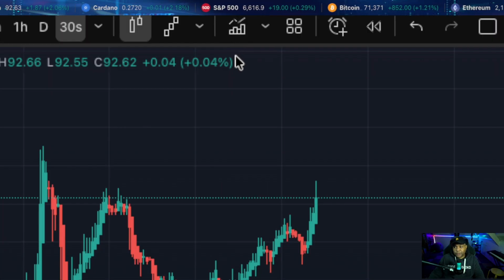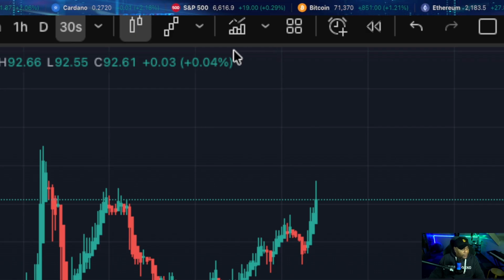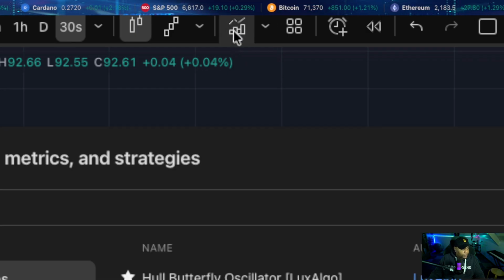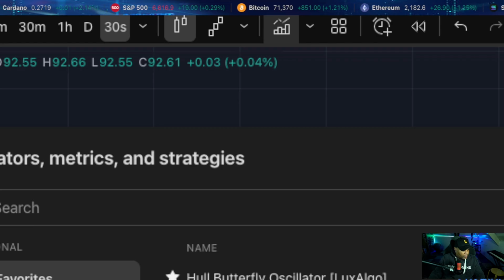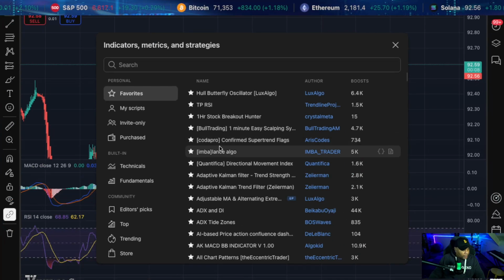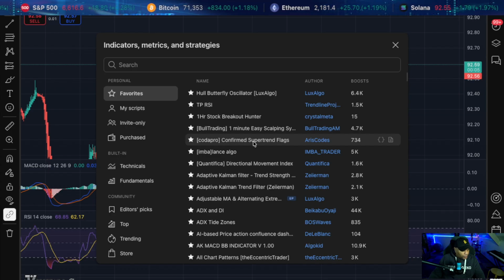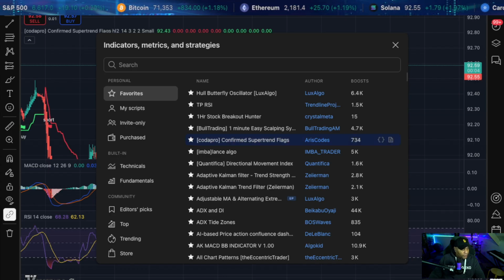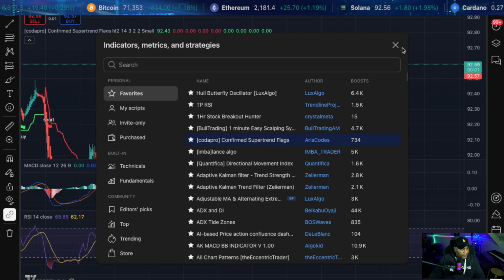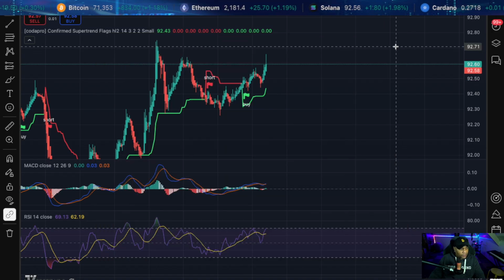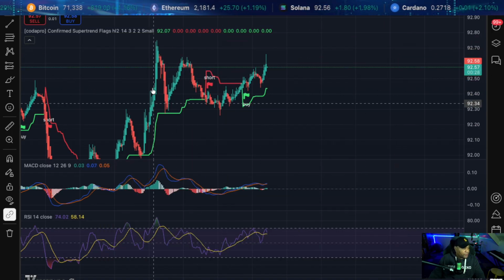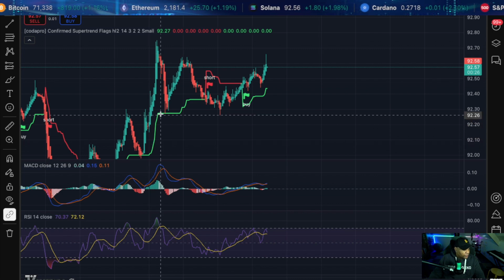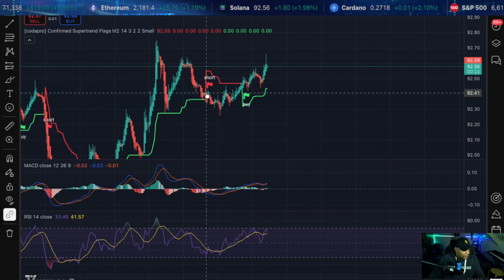Since I have a subscription, I can select even more indicators. So let's just for the fun select the third one. Let's select this one, Copado confirmed super trend flags. And then you can see in the background it already loaded this indicator. And this indicator gives you this green line and some signals.